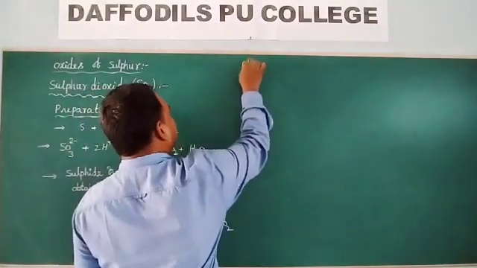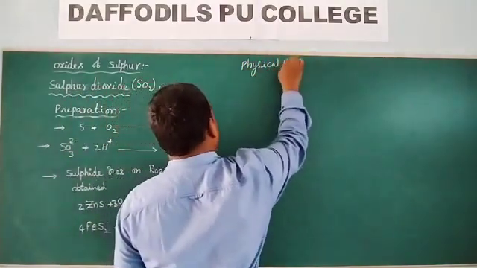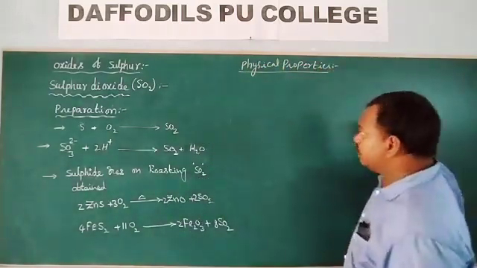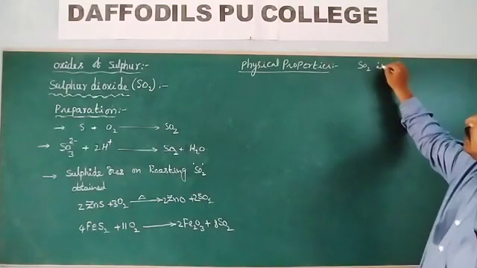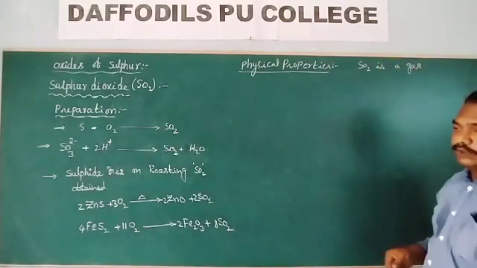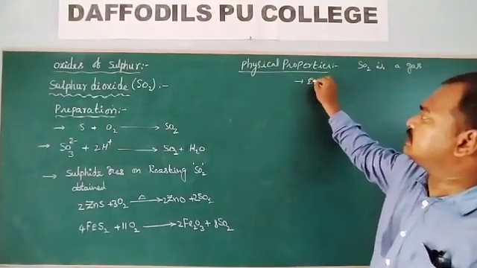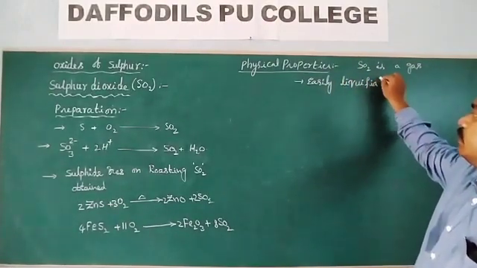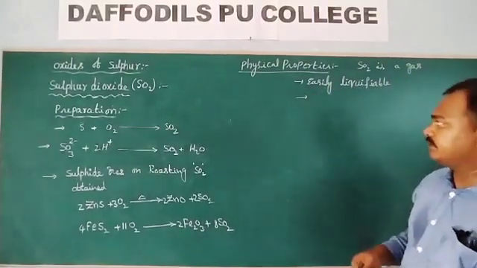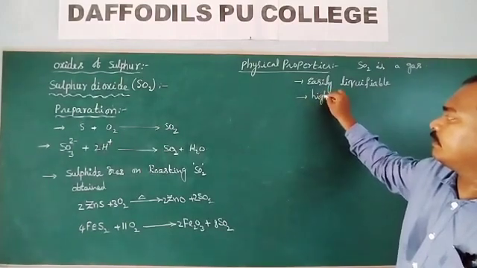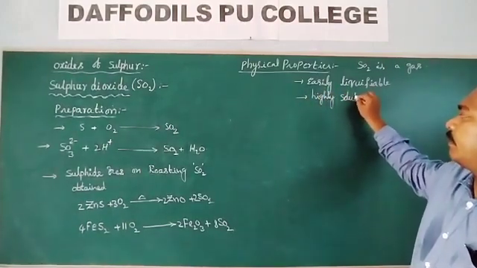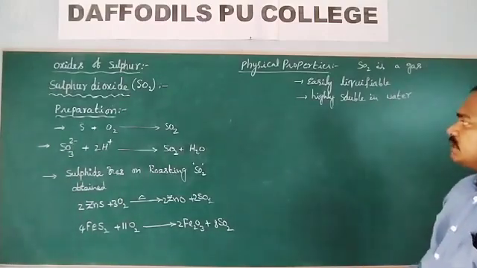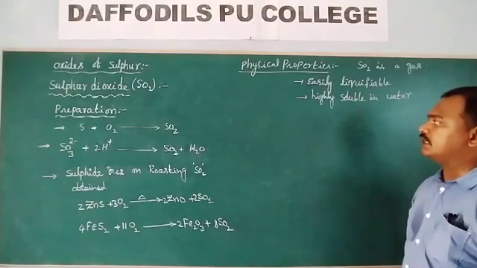Its physical properties. Sulfur dioxide, SO2, is a gas, easily liquefied, and highly soluble in water. When it dissolves in water, it gives us an acid.